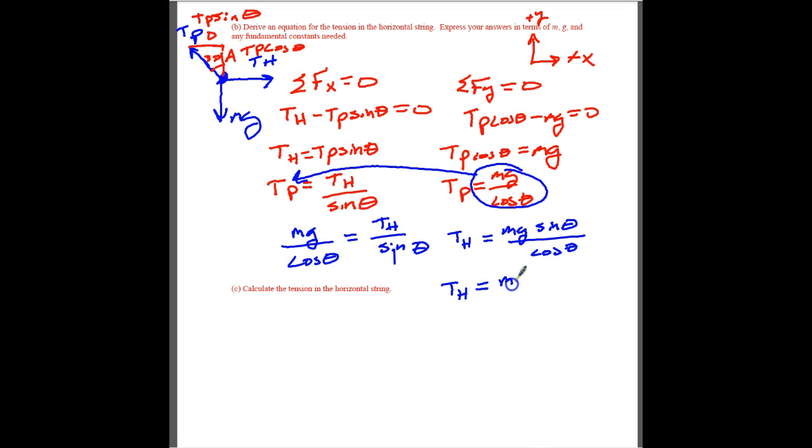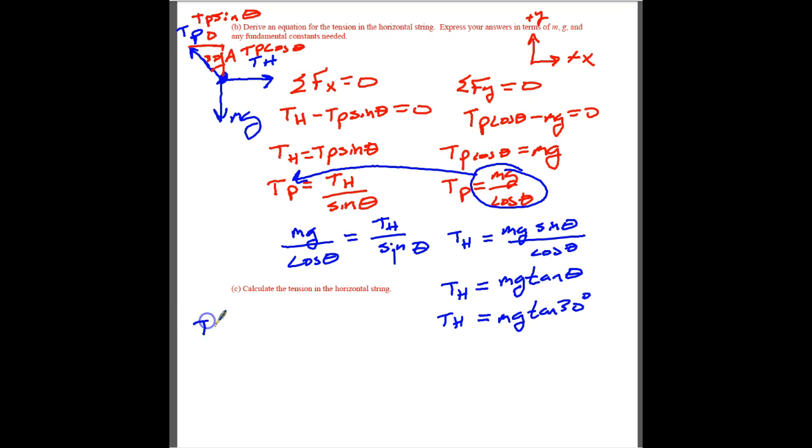So TH here is equal to mg times the tangent of the angle, and our angle is 30 degrees, so mg times the tangent of 30 degrees. The last thing they want us to do is calculate the tension in the horizontal string.